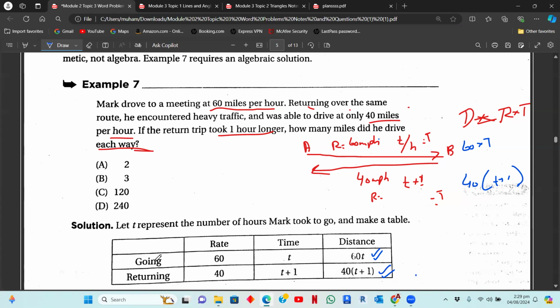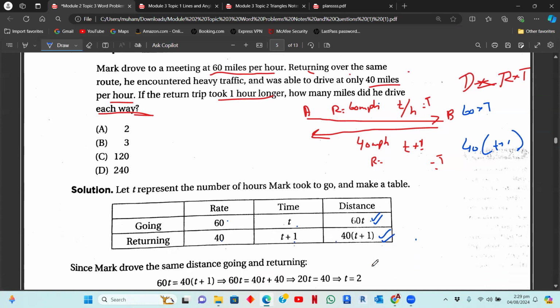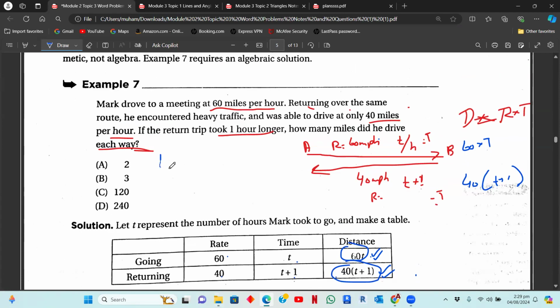And we have the data, right? The outbound journey, 60 rate, t time, 60t distance. The inbound journey, 40 rate, t plus 1 time, and 40 times t plus 1 distance. The distance going to the meeting and the distance coming back from the meeting is equal, he's traveling the same path. So we're going to use both of these equations and equate them, because obviously the distance is the same. So this is what we're doing here.